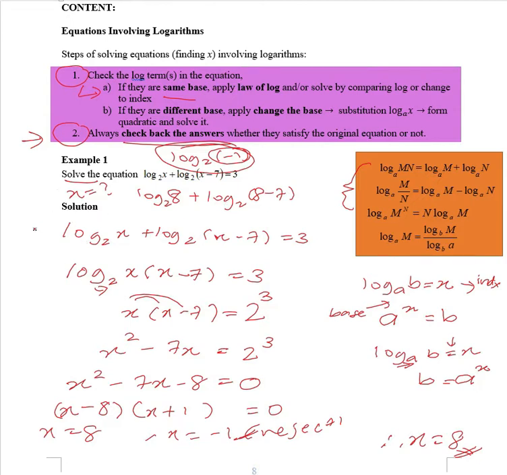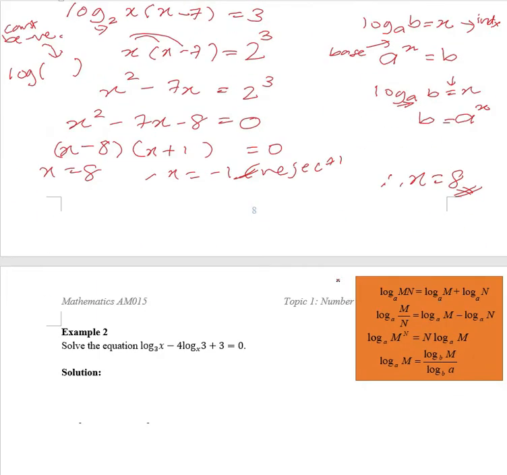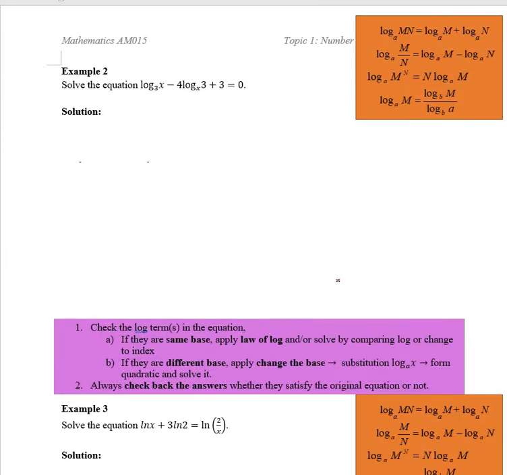Remember to check, just make sure that everything inside the function of this log can't be negative. That's the fastest way to check. You can also check that left hand side is equal to right hand side, but usually if you check this thing, it's enough. Okay, moving on to the next example.